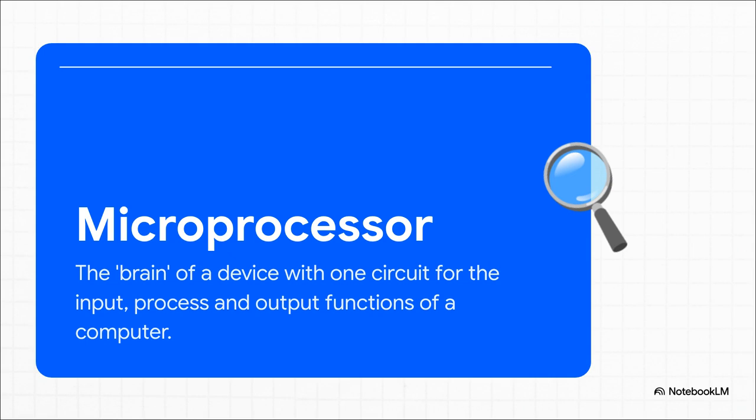It does three simple things. It takes in information, we call that input. It thinks about that info, that's the process, and then it does something, and that's the output. That's it. Input, process, output.